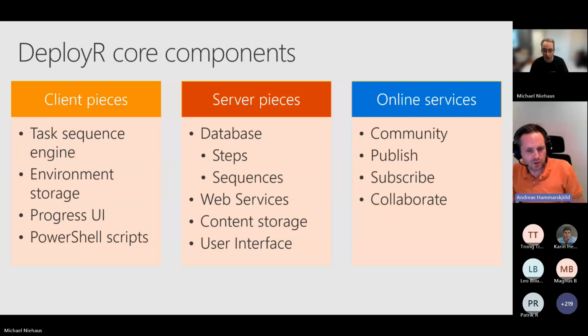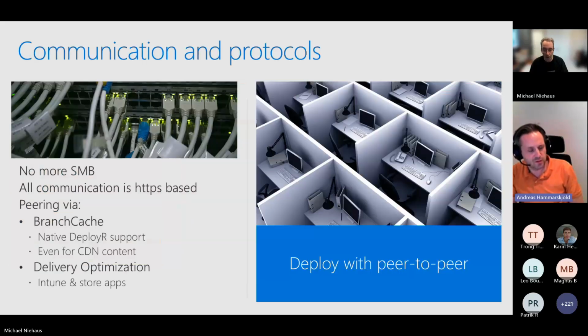If we look at the communication and protocols, there's no more SMB. Everything is HTTPS based. I'm pretty sure if you really want to, you could run it as unprotected HTTP as well, but we plan that everybody will be using HTTPS for this. Since we are running on HTTP, we have native peering, both together with BranchCache and, for any content that is coming down from Intune or Store apps, etc., Delivery Optimization. So we built that in rather than boxing it in from behind, after the fact.